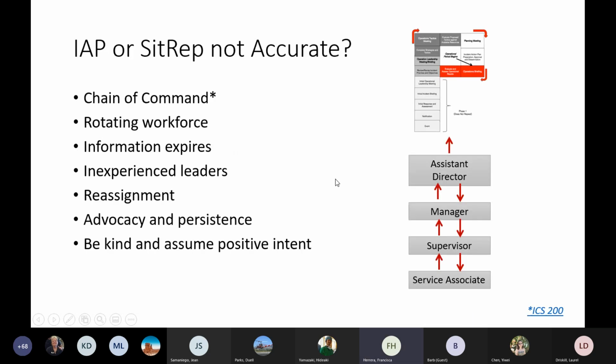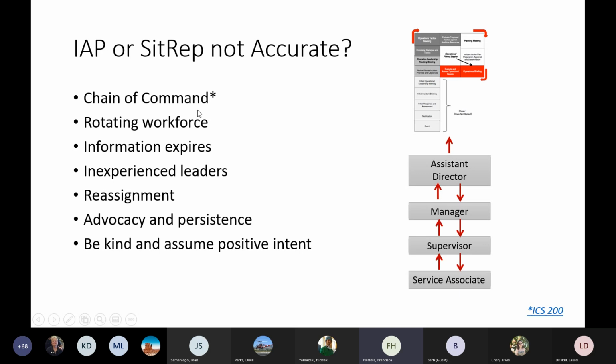All right. And then the second question we receive a lot is, how come the incident action plan or the situation report is not accurate based on my understanding of the situation? There could be many reasons why there is a misalignment of understanding. The first, probably most principal reason is our ability to communicate up the chain of command.